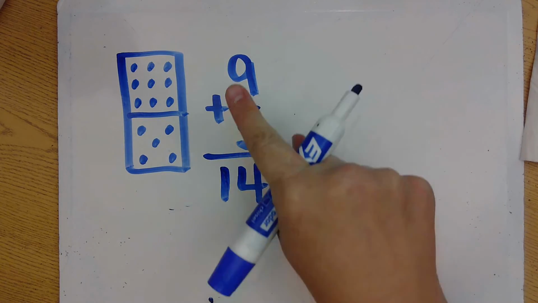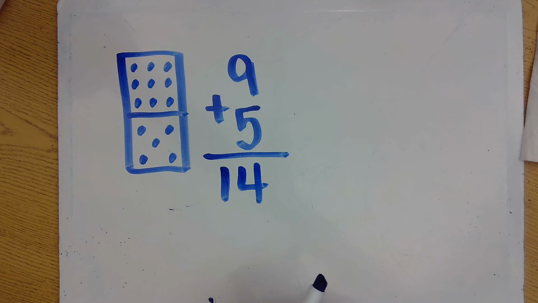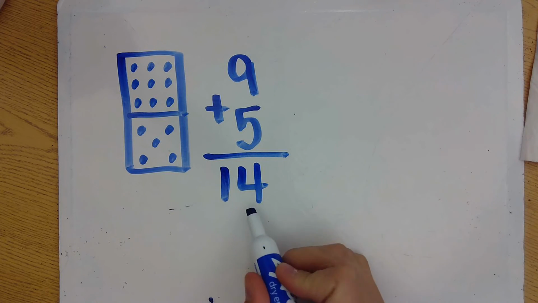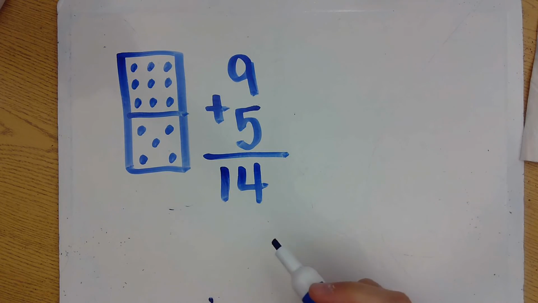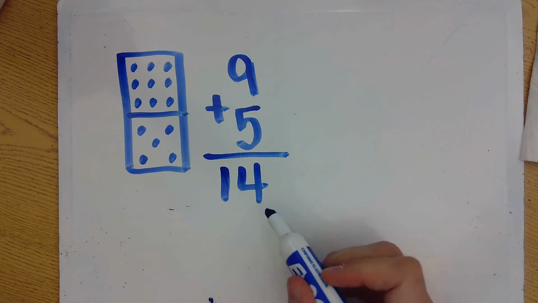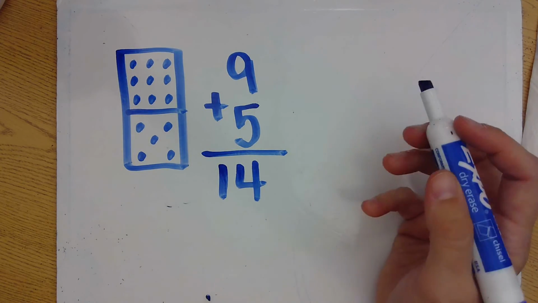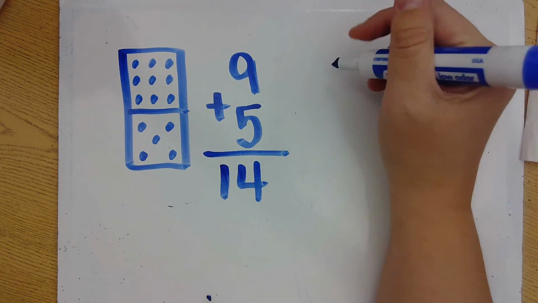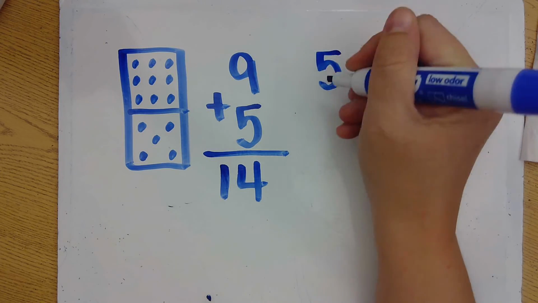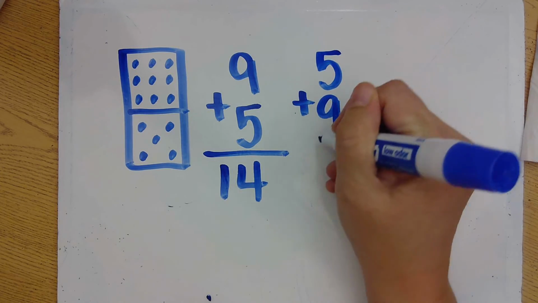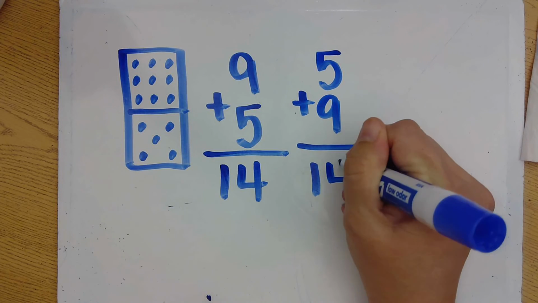Can I turn this problem around? Make a turnaround problem and get the same answer? Absolutely. No matter how you shake it down, I'm always going to get the answer of 14 if I am doing an adding problem because there are 14 dots total. So I'm going to write it the reverse way. 5 plus 9 equals 14.